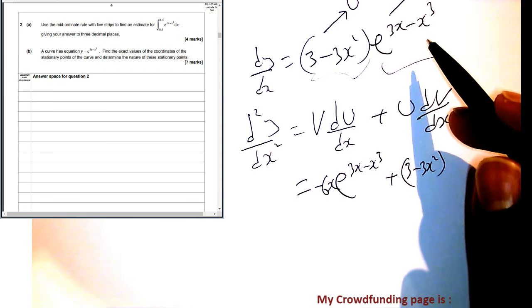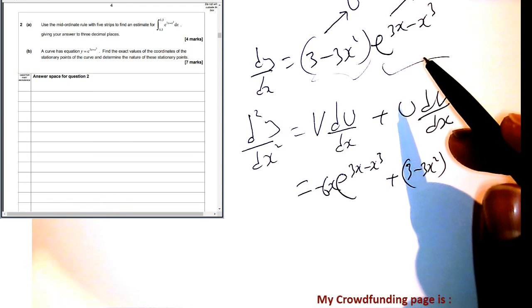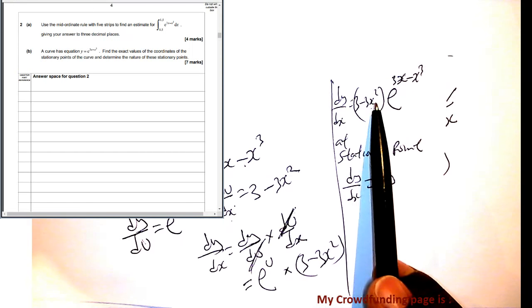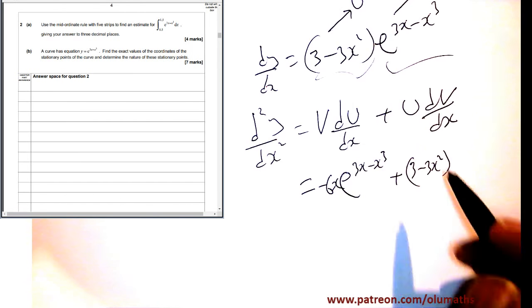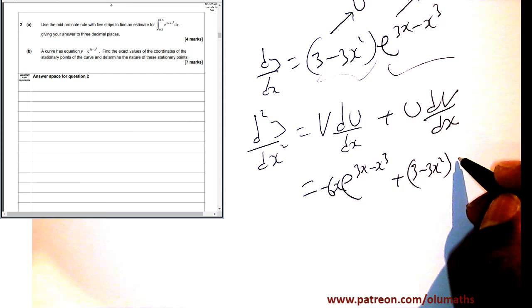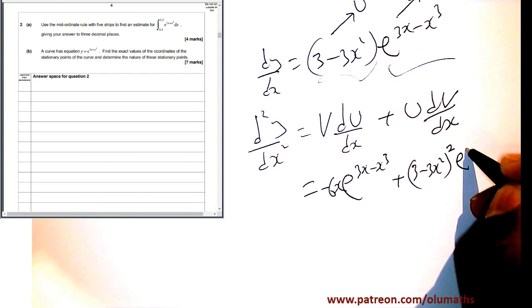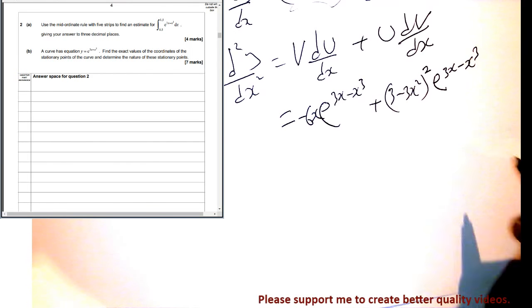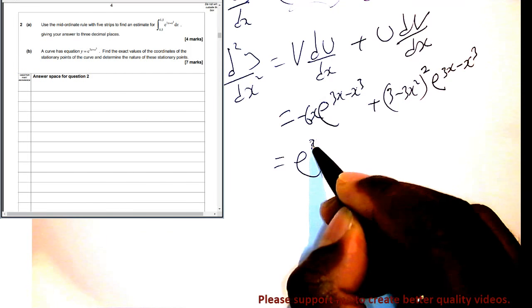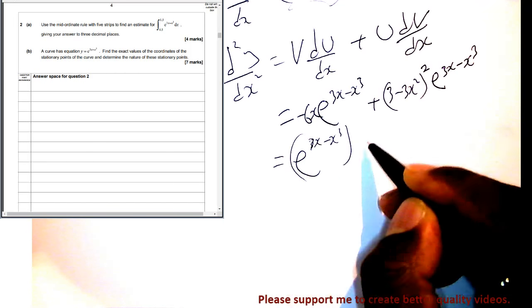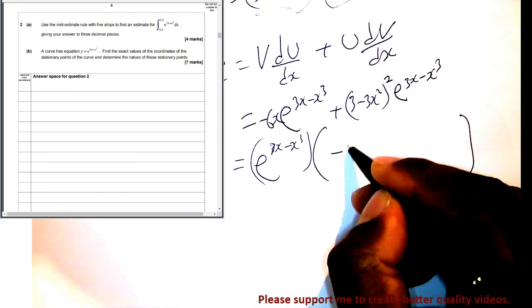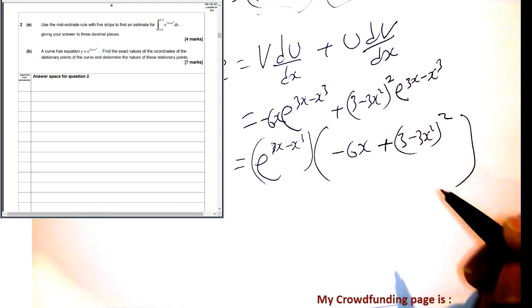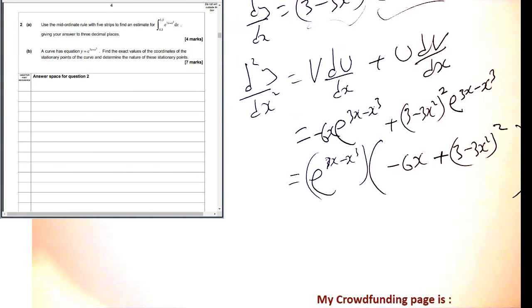And like I said, that is something we did before where we had to find the dy over dx for that. And we came up with, using the chain rule, 3 minus 3x squared e to the 3x minus x cubed. So it is itself. So there'll be a squared there and e to the 3x minus x cubed. So e to the 3x minus x cubed seems to be common, so it can go out. And in the bracket, you are left with minus 6x minus 3 minus 3x squared plus squared, so plus. And that is your second derivative.